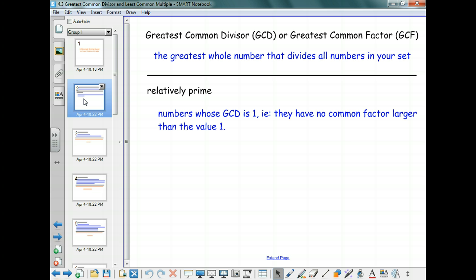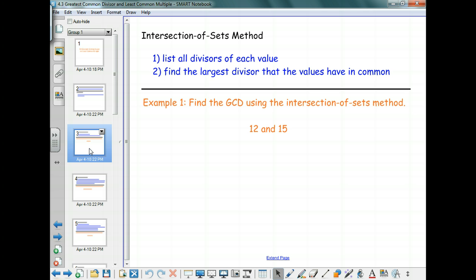So there are several different methods for finding greatest common divisors. There's an intersection of sets method. What this method does is it lists all the divisors of each value, and you find the biggest one in the list. So we're going to give that one a go first. We know that 12 and 15 have something in common. I know that you probably were able to do this without making a list, but we're going to do it anyway so you can see how the method works.